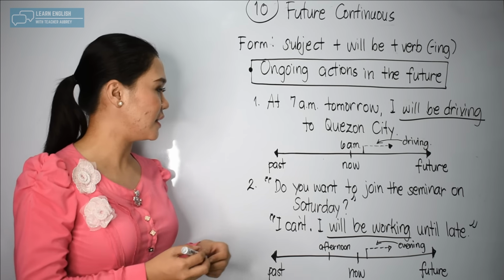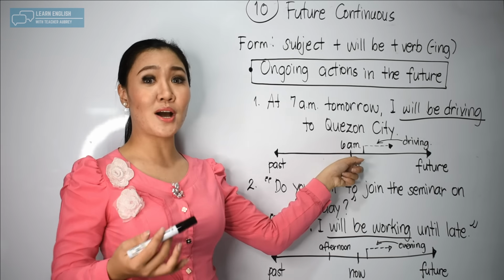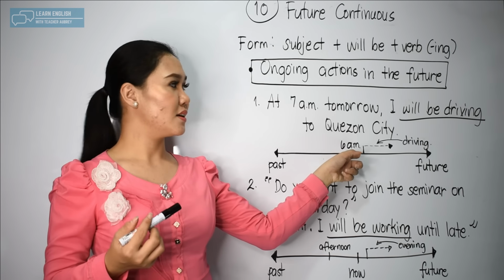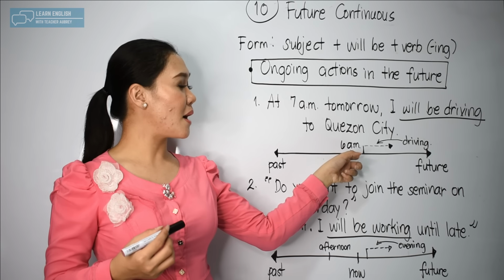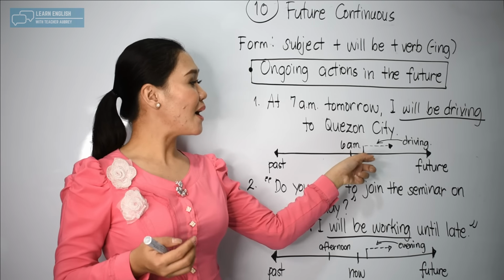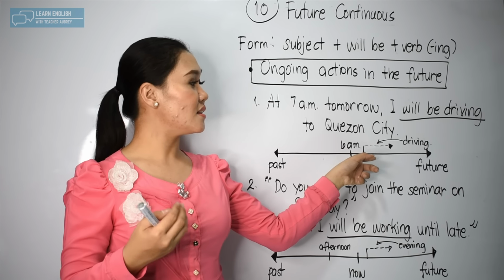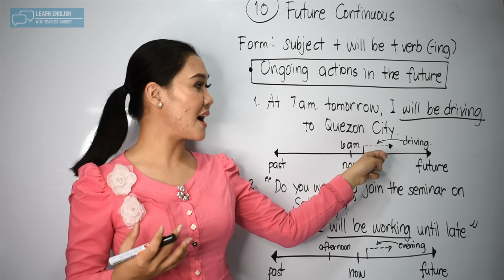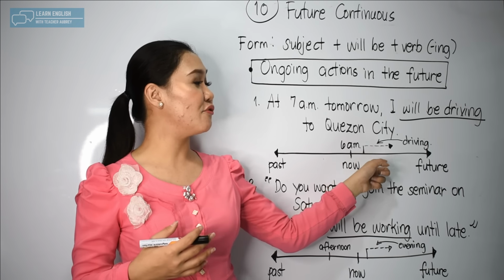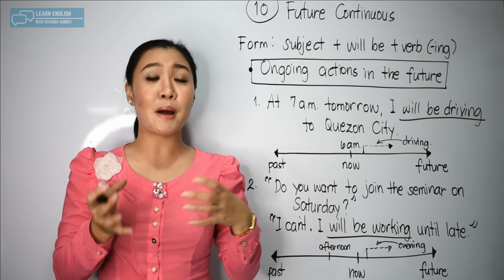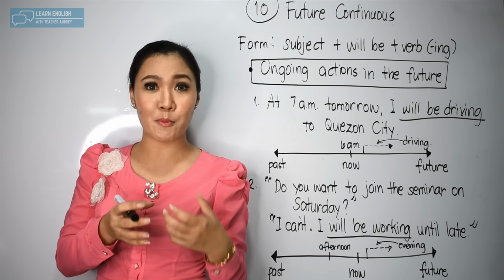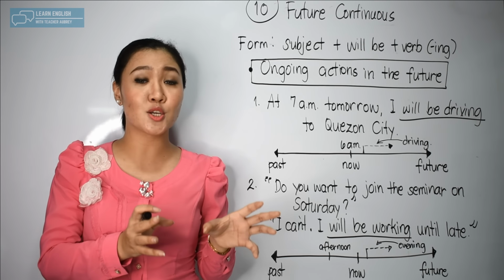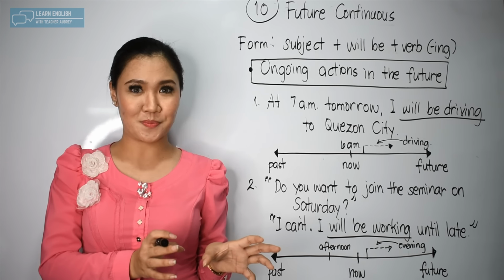Tingnan natin itong timeline. So, dito, sa present, kunyari, kinabukasan na nga, sumapit na yung kinabukasan. Sa present, sabihin natin, alas 6 ng umaga. Okay? Alas 6 ng umaga bukas. At bago ka makarating sa Quezon City, marami kang unang gagawin, marami kang pagdadaanan. Pero nung pagsapit na ng alas 7 ng umaga, ginagawa mo na yung pagdadrive patungo sa Quezon City. At nagpapatuloy yun in the future o sa hinaharap, wala kang tiyak na oras kung hanggang kailan siya matatapos. The action is continuing in the future.